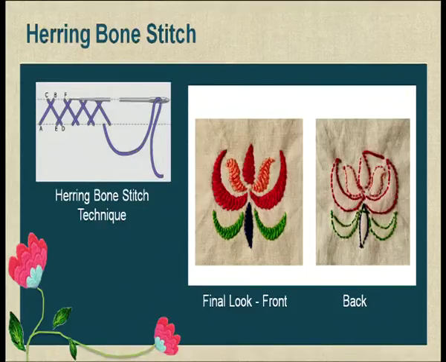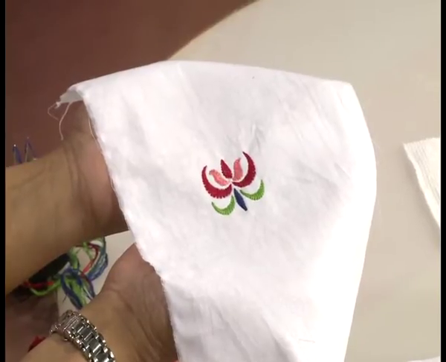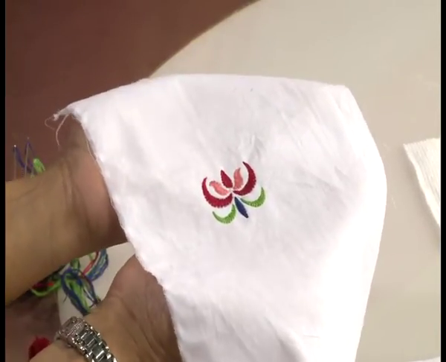You can see over here how the herringbone stitch looks. So over here the working is shown, and you can see the front and the back side of the herringbone stitch in the pattern. So I'll now request Sarika to show you how the stitch is performed.